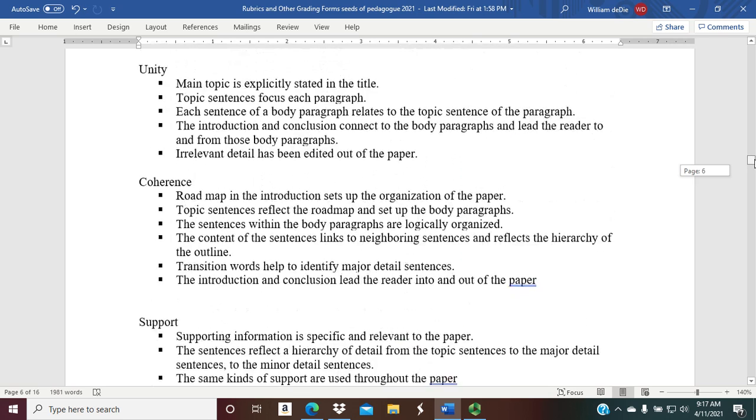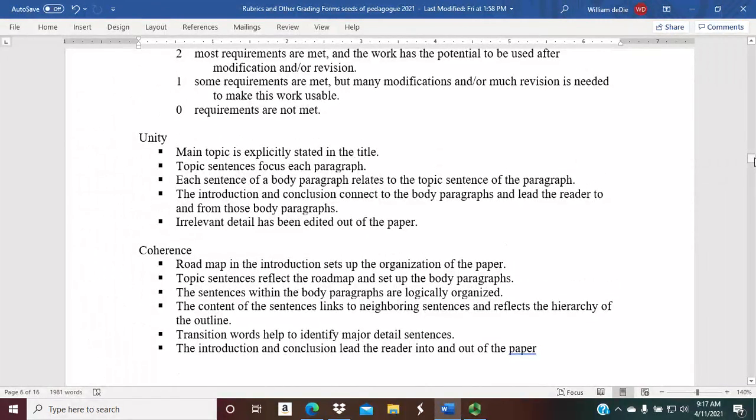As someone was grading a paper and they were looking at unity, they would look for a main topic that's explicitly stated in the title, topic sentences that are the focus of each paragraph. Each sentence of the body relates to the topic sentence of the paragraph. The introduction and conclusion connect the ideas of the body paragraph and lead the reader into and out of the body paragraphs, and irrelevant detail has been edited out.